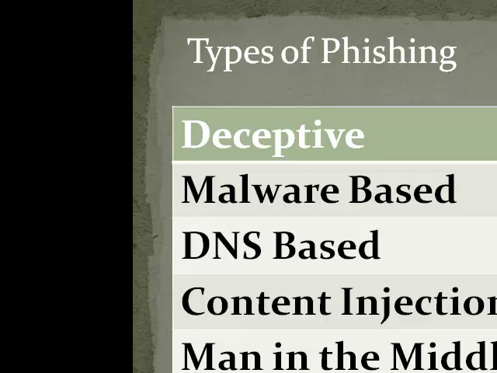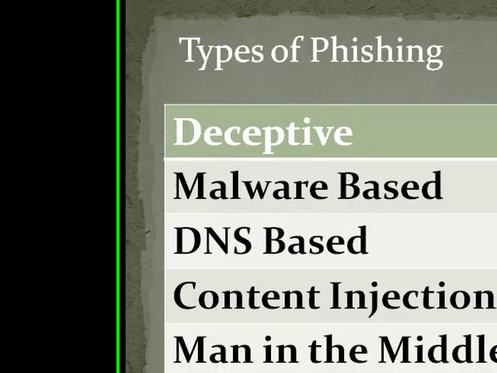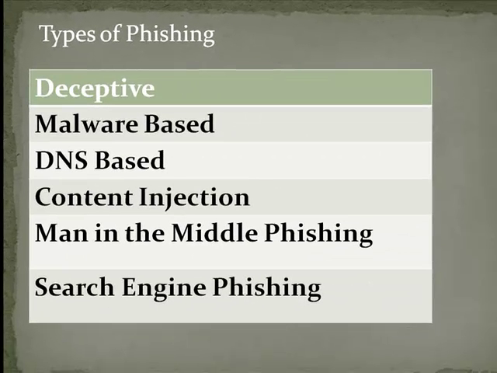The different types of phishing are malware based phishing, DNS based phishing, content injection phishing, man in the middle phishing, search engine phishing attack. Malware based phishing involves running some malicious software on the user's machine. The malware can be introduced as an email attachment or as a downloadable file, exploiting security vulnerabilities. This is a particular threat for small and medium businesses who fail to update their software applications.